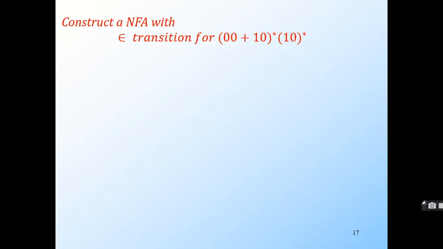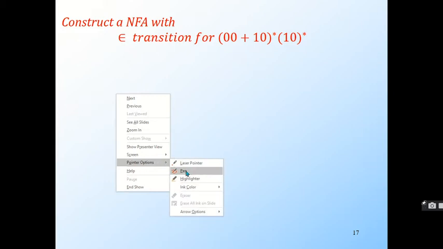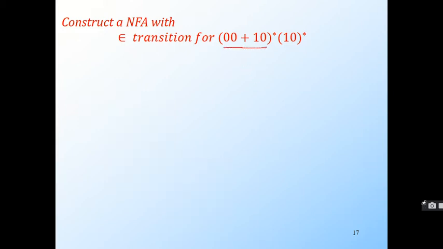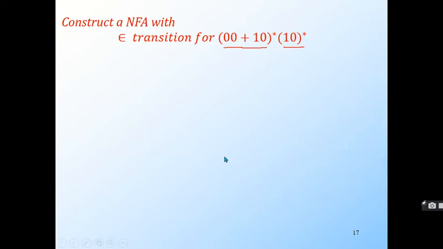Now let us see an example for constructing a non-deterministic finite automata with epsilon transitions for the given regular expression (00 + 10)* followed by (10)*. So we see that in the given regular expression there are two parts in it. One is (00 + 10)* and another one is (10)*. So first let us split this given regular expression into two parts.